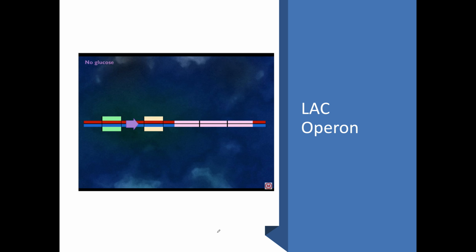When glucose is absent and lactose is present in the medium, cyclic AMP is present and binds to the catabolite activator protein, which in turn binds to the activator binding site and facilitates transcription. Lactose binds to the repressor and prevents it from binding to the operator site. RNA polymerase can now bind to the promoter and carry out transcription.